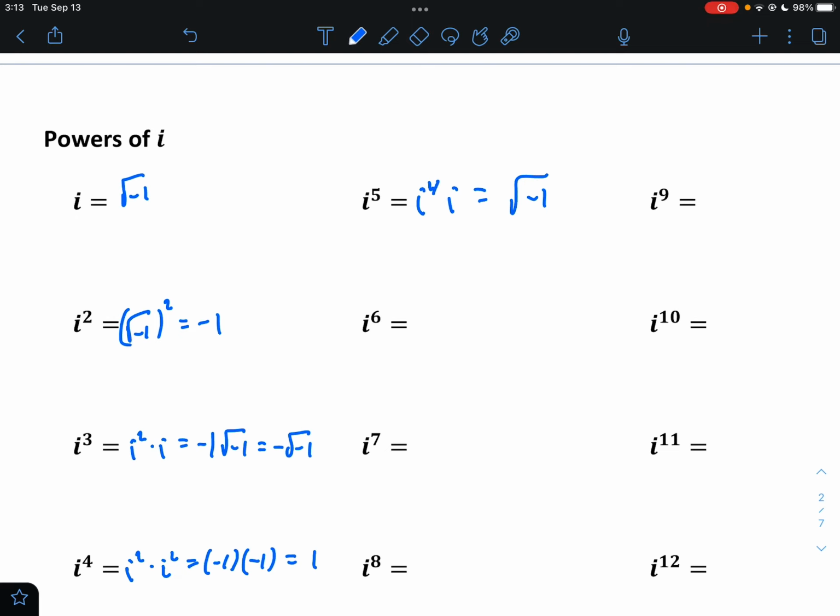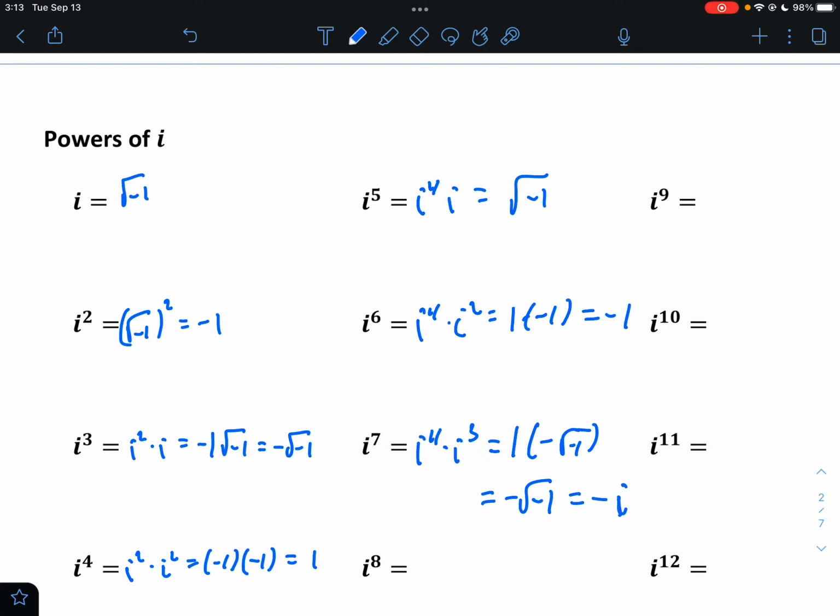or just i. i to the sixth would be i to the fourth times i squared, so that's 1 times negative 1, or negative 1. i to the seventh would be i to the fourth times i to the third, so it would be 1 times negative root negative 1, or just negative root negative 1. Or we could also call that just negative i. i to the eighth would be i to the fourth times i to the fourth, which is 1 times 1, or 1. So hopefully you're starting to see a pattern developing here, and it's going to keep going like that.